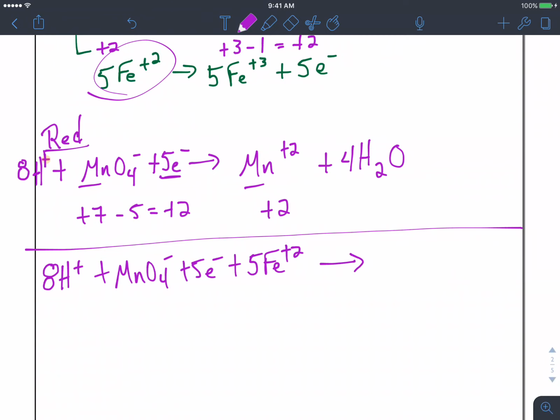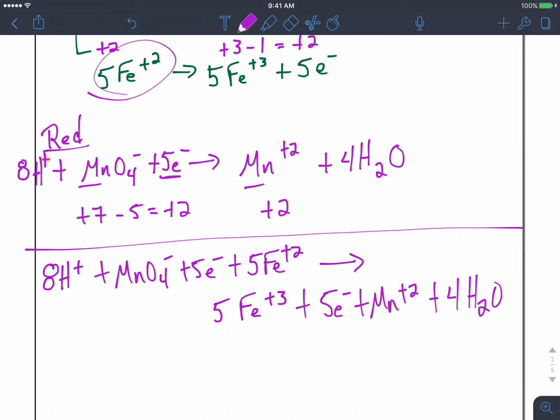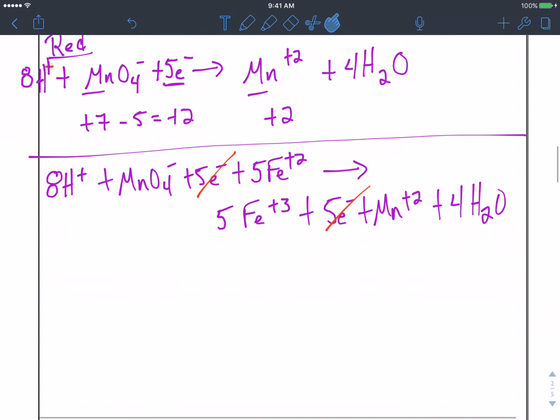now here's another warning, these equations oftentimes run into two separate lines. In order to record that better, what I usually do is I stop where the arrow is. I start my next line with the right side of the equation. So 5 Fe plus 3 plus 5 electrons plus Mn plus 2 plus 4 waters. All right, now it says to cancel out things that are the same on both sides. Our 5 electrons should be the same on both sides, and honestly, that's probably it.